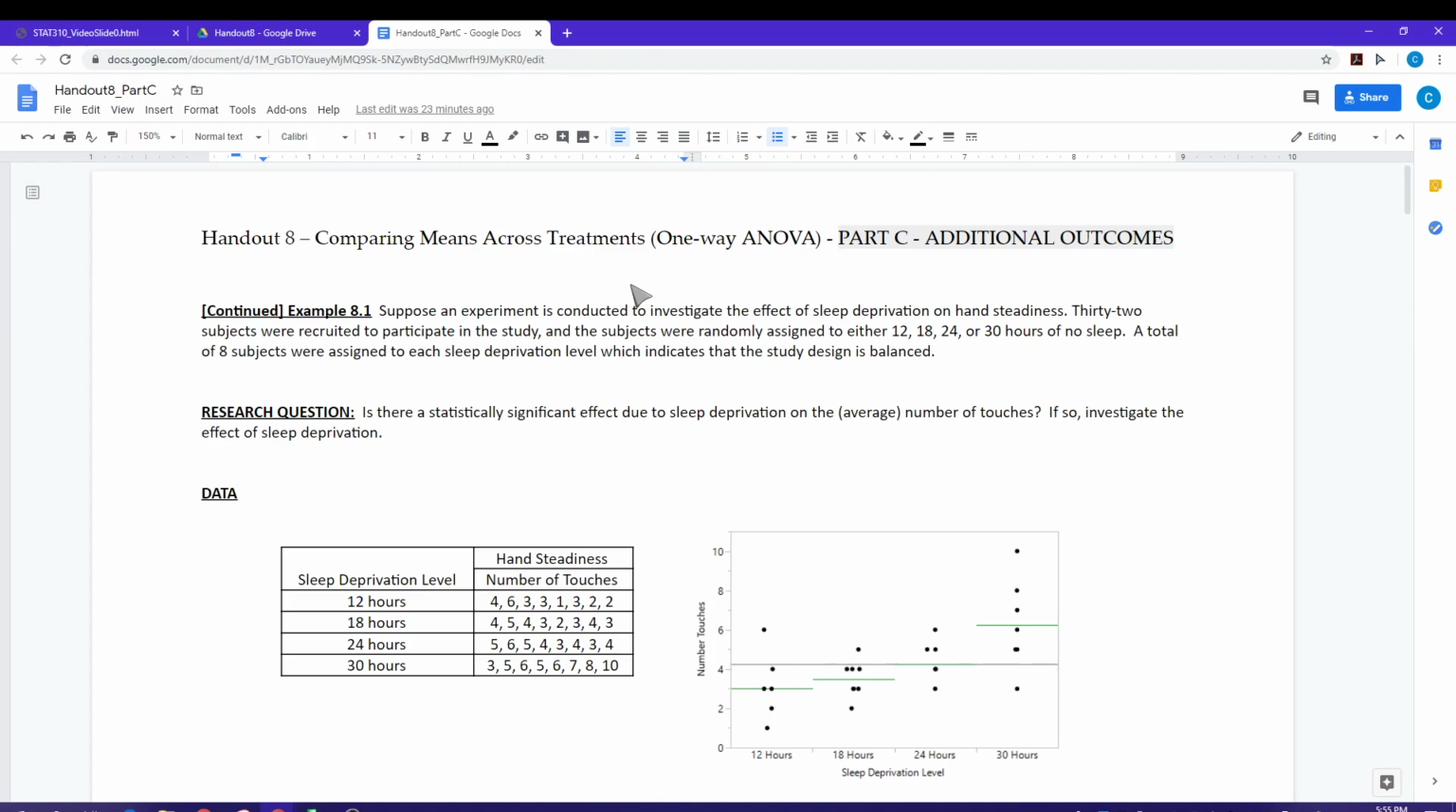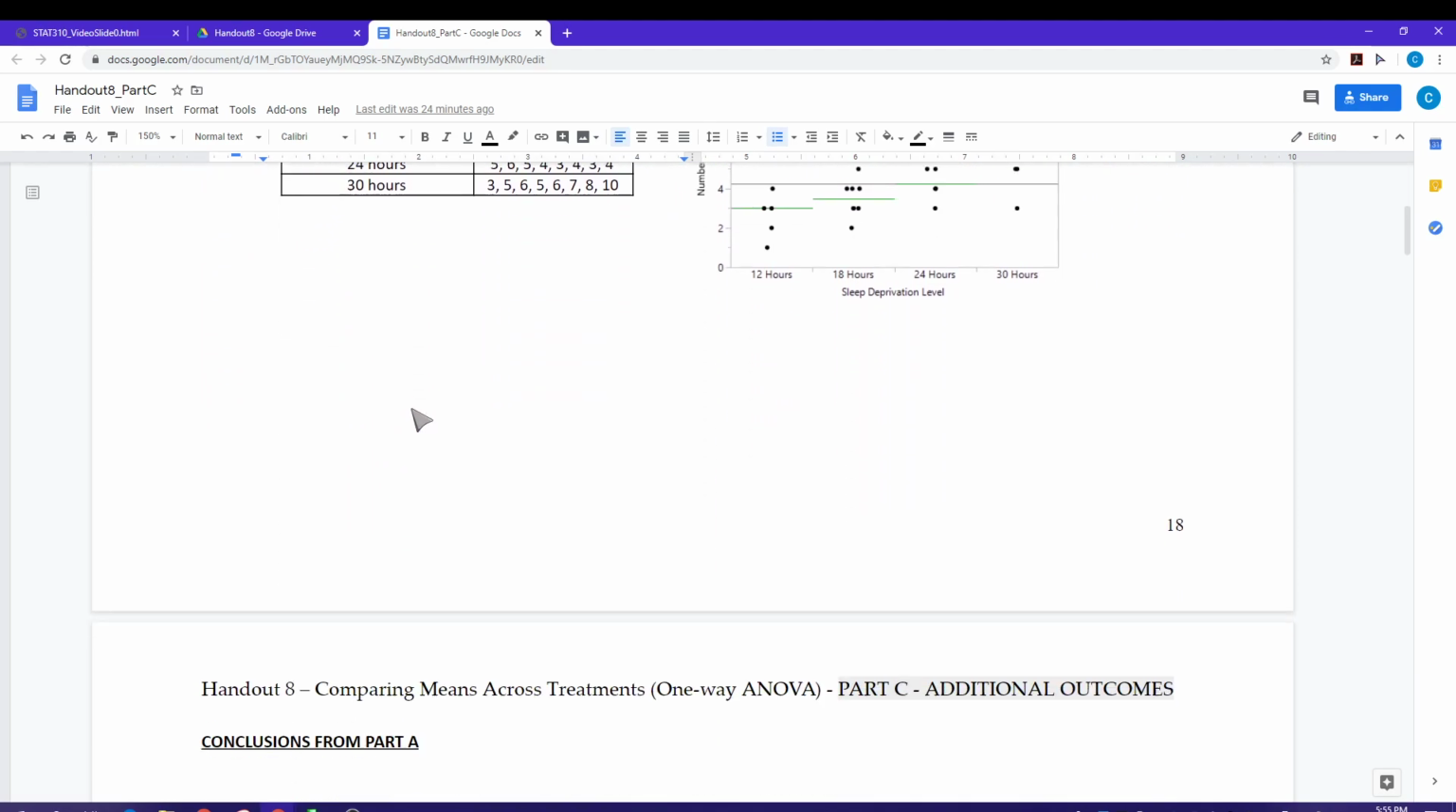So Handout 8 Part A, what we did there was the overall one-way ANOVA test. Handout 8 Part B is where we did our multiple comparisons. And here in Handout 8 Part C, we just have some additional things like checking the assumptions and also looking at power. So here again is the setup. It's our sleep deprivation data.